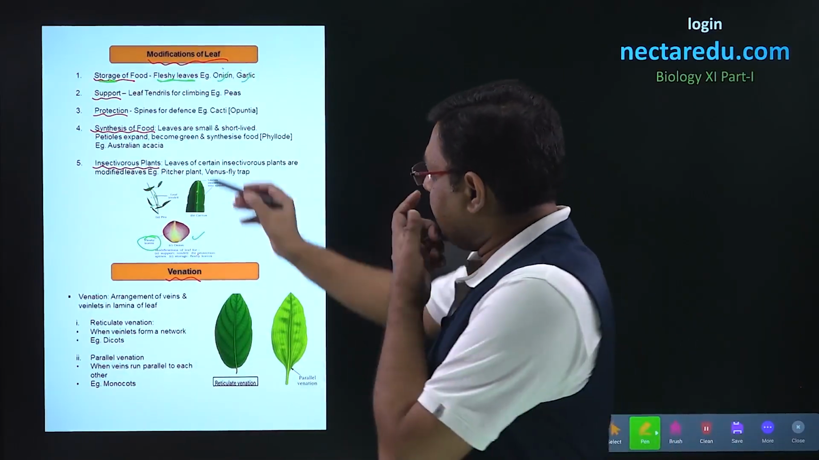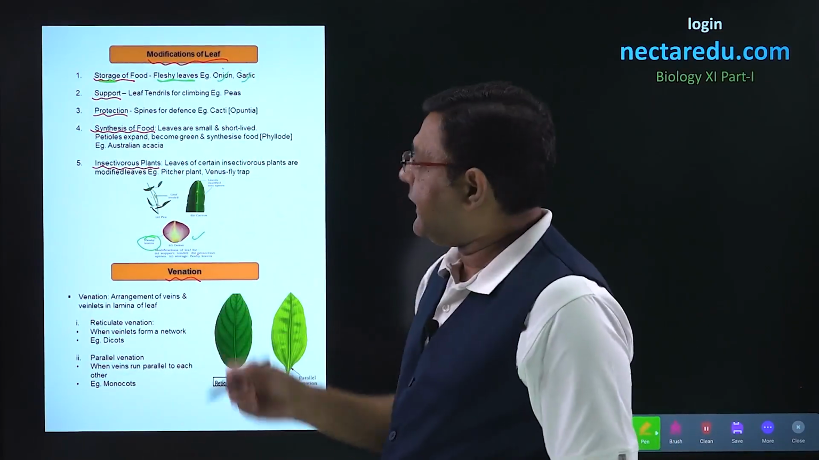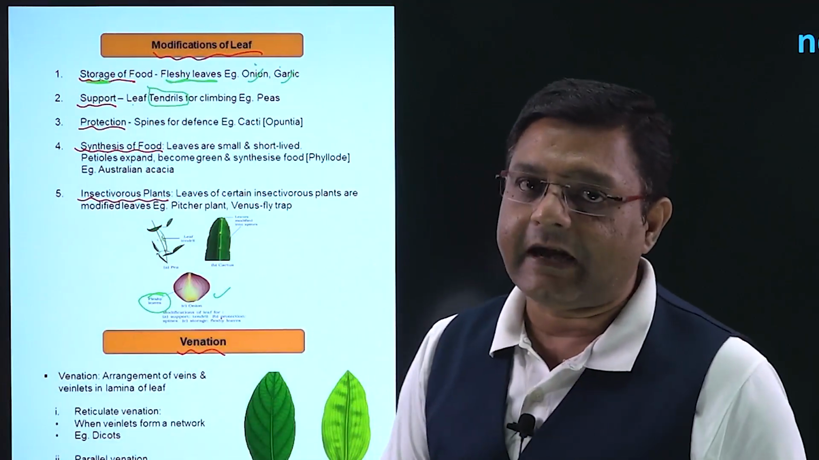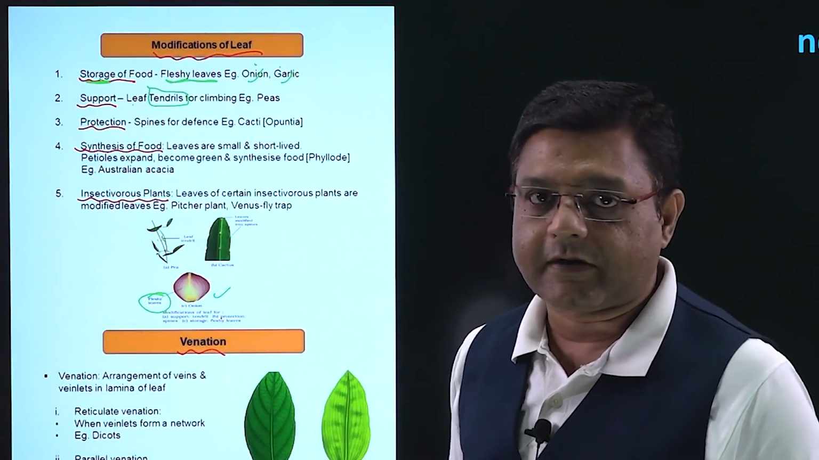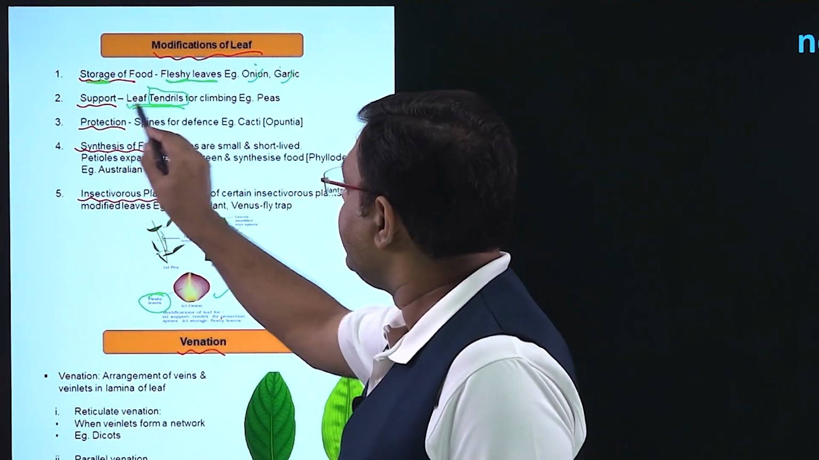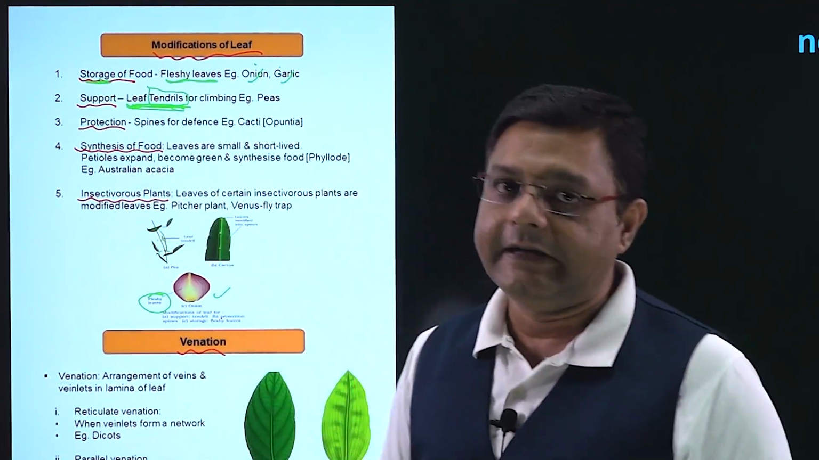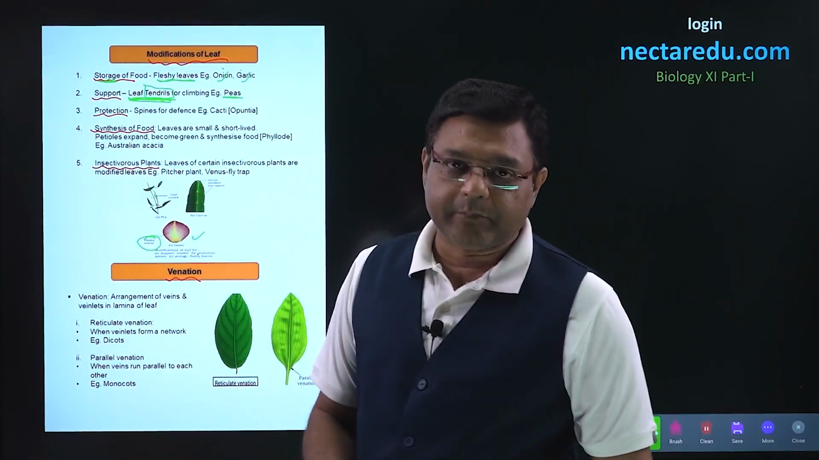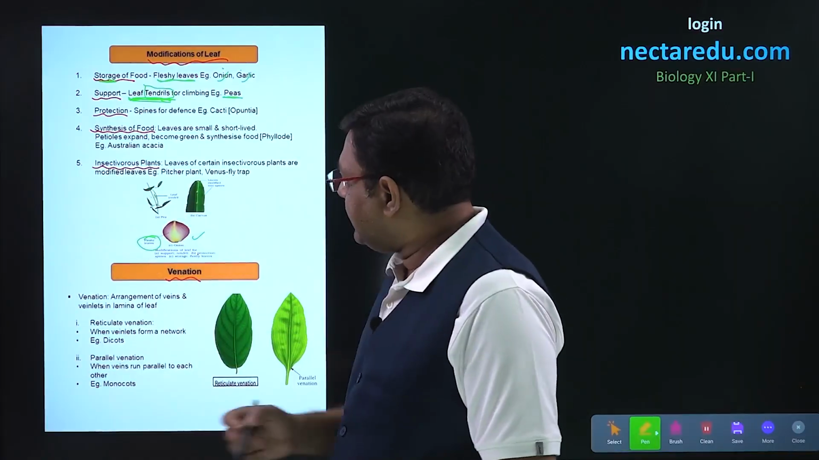The second example is the support. Now, in the case of support, leaves will modify into tendrils and these will provide the support for climbing, and that is how we call these structures as leaf tendrils. In this, prominent example is the pea plant. We can look into this diagram.